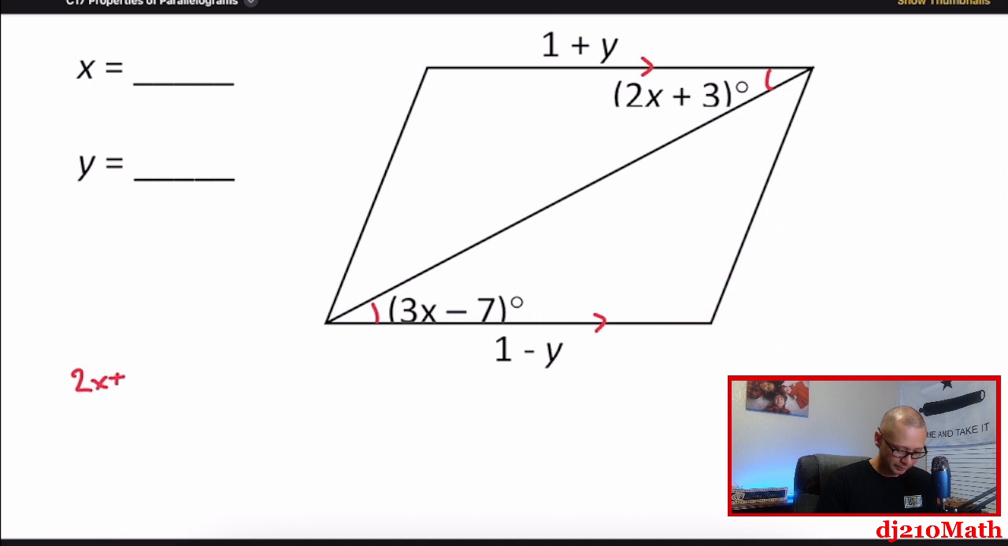that 2x plus 3 is equal to 3x minus 7. Now you can actually just forget about this parallelogram business. This is just an algebra problem. So I'm going to combine like terms. Subtract 2x from both sides. I'm going to add 7 to both sides. So 3 plus 7 is 10. 3 minus 2 is 1. So x is equal to 10.